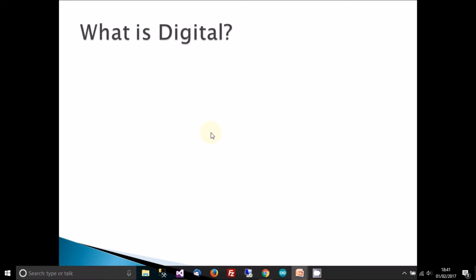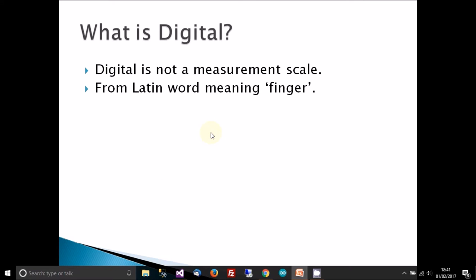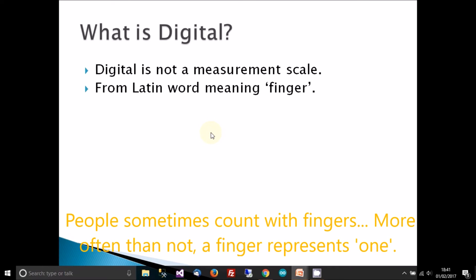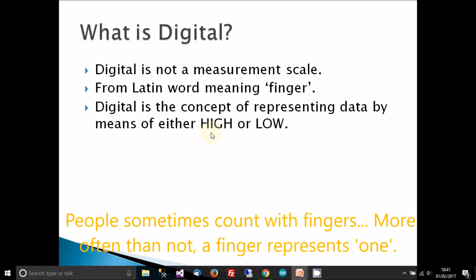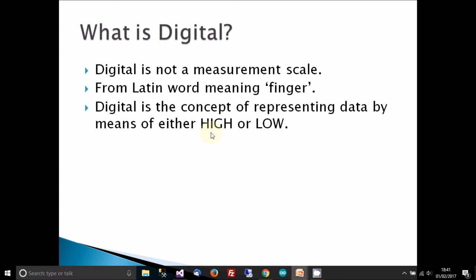Okay, so we know what analogue is, and what's digital then? Well, digital is not a measurement scale. It's nothing really to do with analogue at all. It's a completely different concept. It's from a Latin word meaning finger or digit, like a finger or a thumb. And digital is a concept of representing data by means of either a high or a low, a 1 or a 0, or an on or an off. So it's a way of representing data using either one value or another value. So there are only two choices to apply to a value.